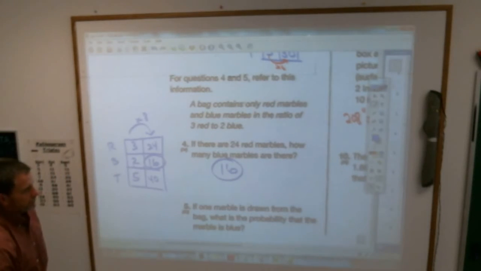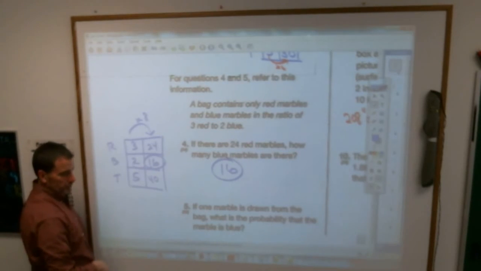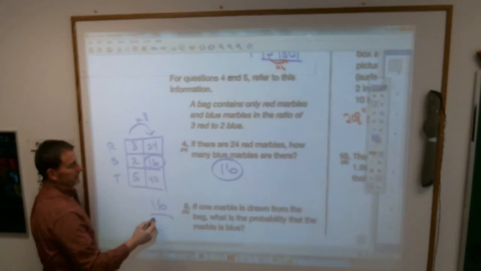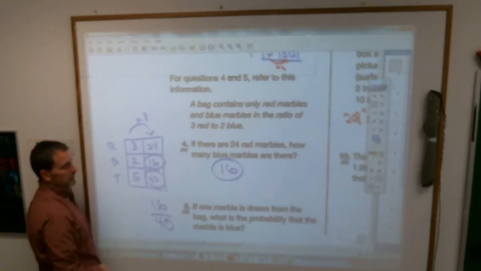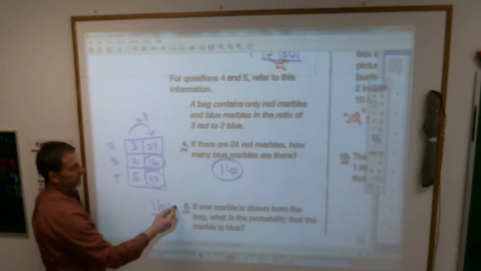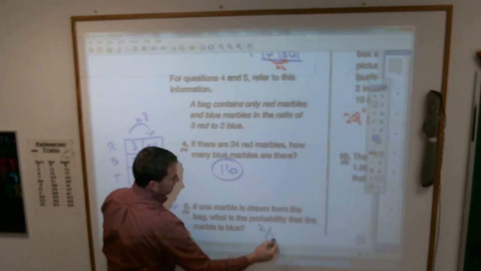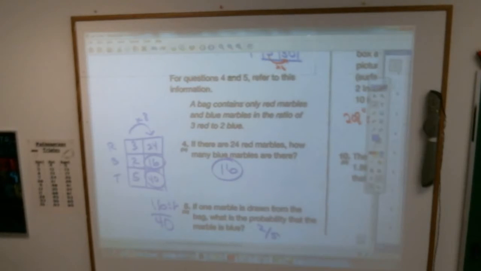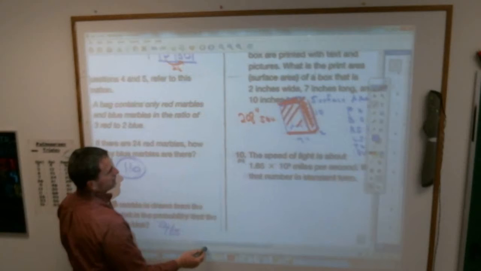If one marble is drawn from the bag, what's the probability that the marble is blue? Well, how many blue marbles do you have? 16. How many total marbles are in the bag? 40. That's your probability. It just needs to be reduced, divide top and bottom by 8, and end up with 2/5. You could draw the bag with 16 and whatever marbles, but that might get a little long and drawn out.